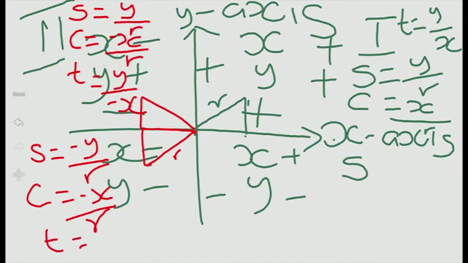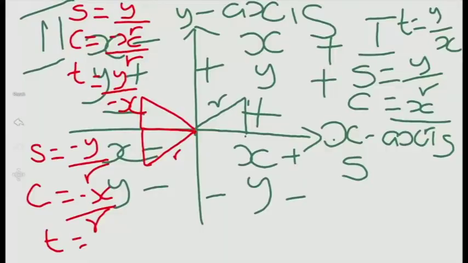Our tangent is opposite over adjacent. Opposite is the change in y, and adjacent is the change in x. Our x is negative, our y is negative. So if we have negative y over negative x, what is that telling us about the sign of the tangent in the third quadrant? Now we get that the tangent in the third quadrant is positive, but the cosine and the sine are both negative.